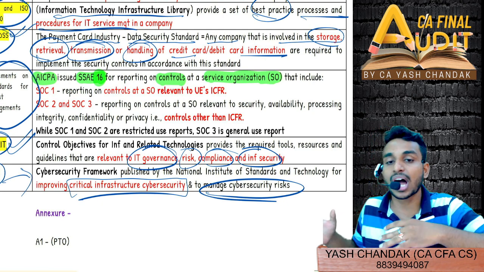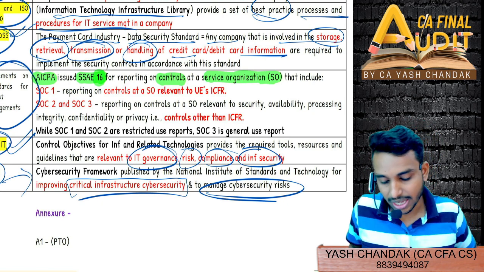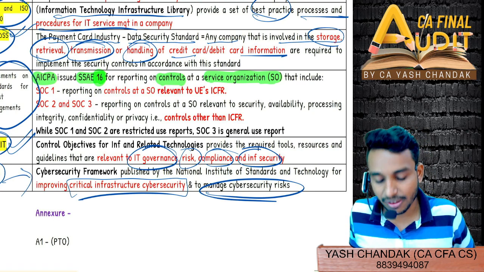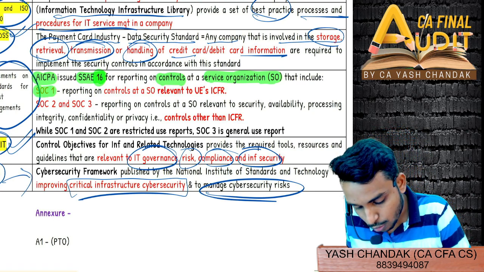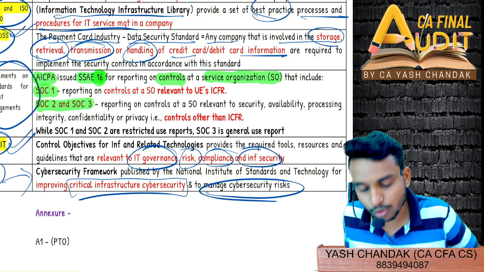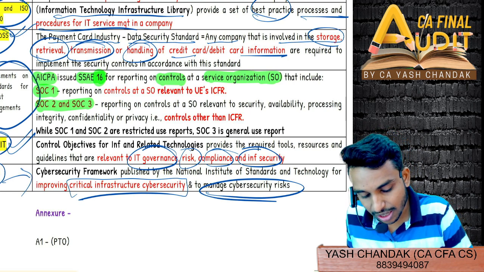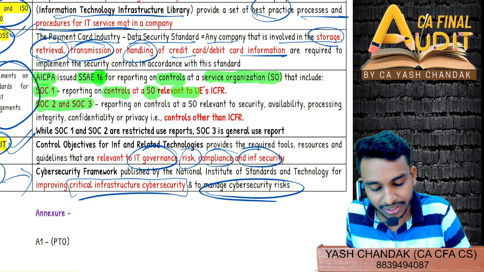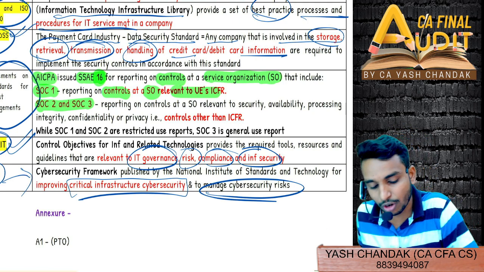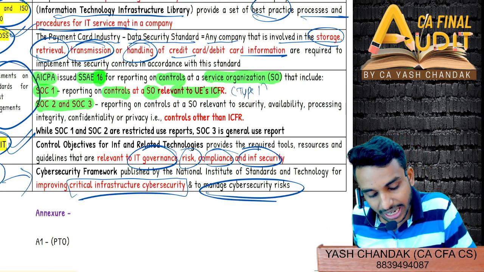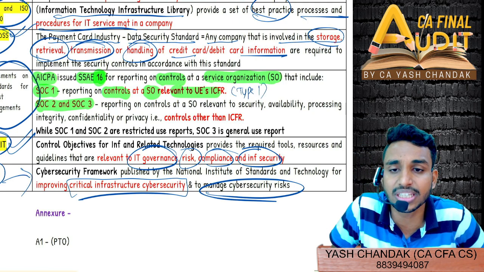So similar to what our standard SA 402 requires, AICPA has issued SSAE 16, which requires you to issue SOC 1 or SOC 2 and SOC 3. SOC 1 is with respect to reporting on controls at the service organization relevant to user entities, kind of what we have in the Type 1 report. You can write that SOC 1 is similar to what we have in Type 1 report.